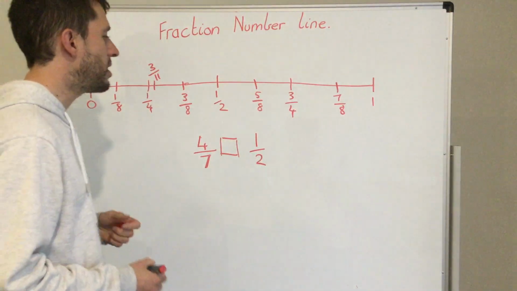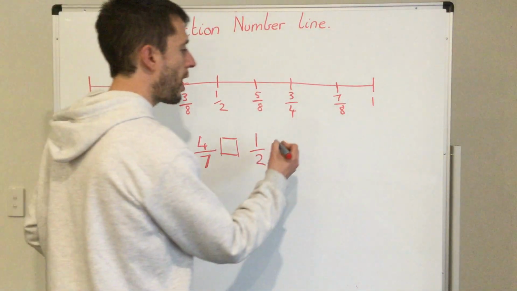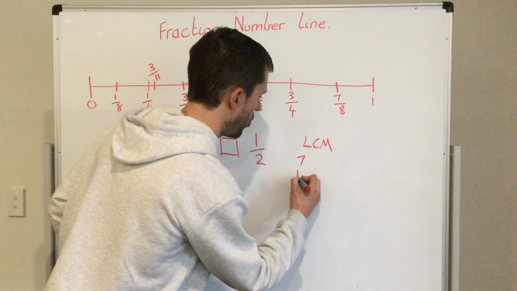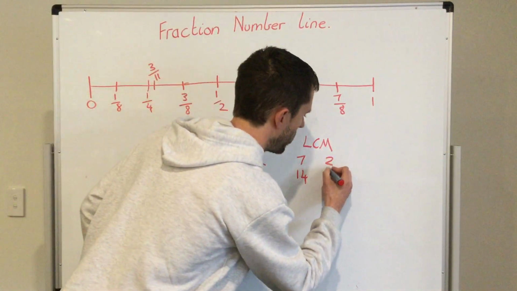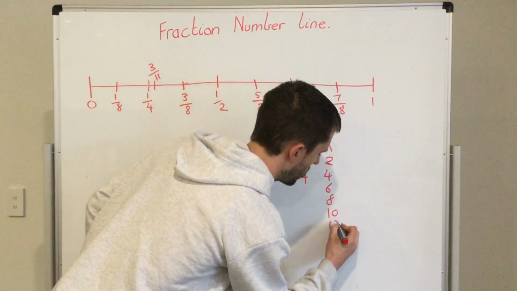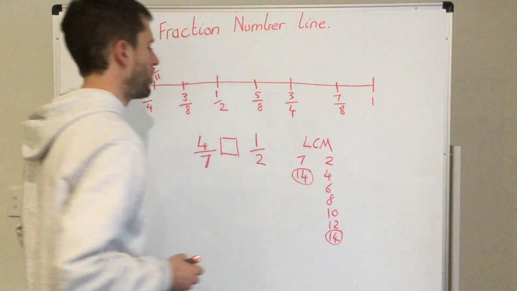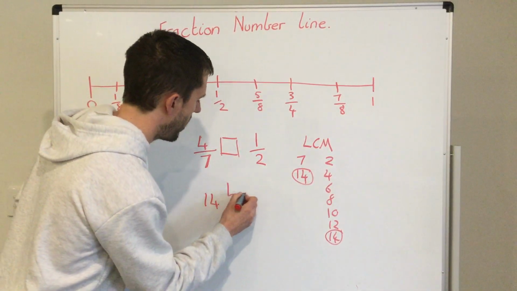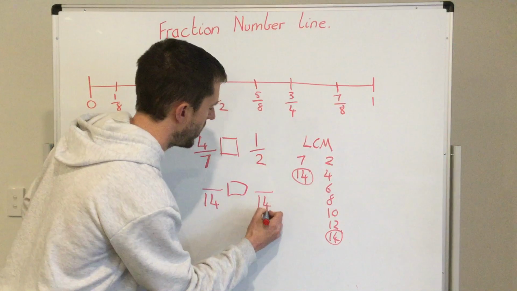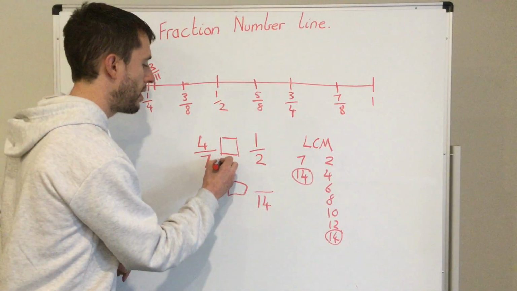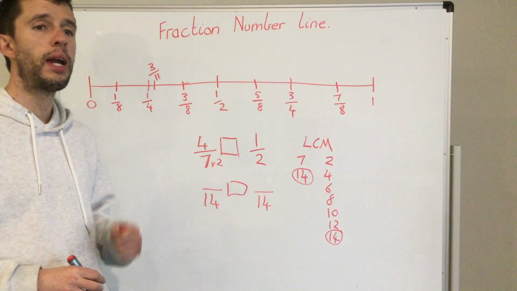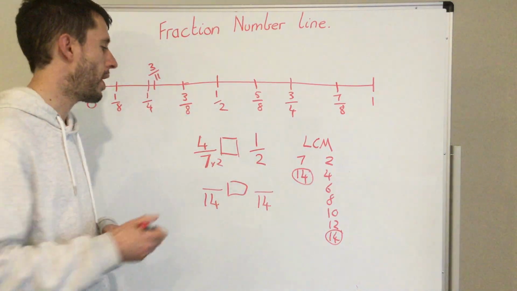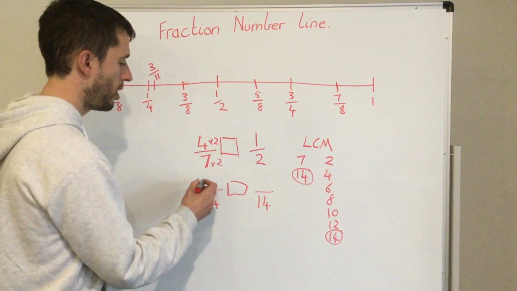So to do that, I need to make sure my denominators are the same. So I look at the lowest common multiple. The lowest common multiple of 7 and 2: 2, 4, 6, 8, 10, 12, 14, is 14. 14 is the lowest common multiple. So I need to think about what I've done to get to 14. I times 7 by 2 to get to 14. If I use my equivalent fraction knowledge, whatever I times the denominator by, I must times the numerator by. So I'll times that by 2, which equals 8.